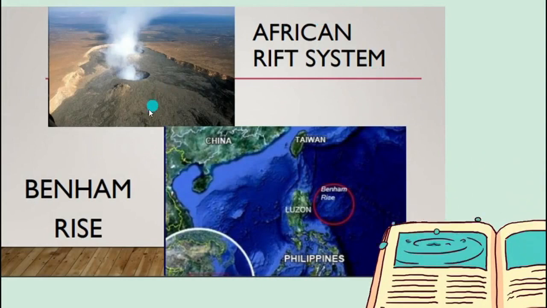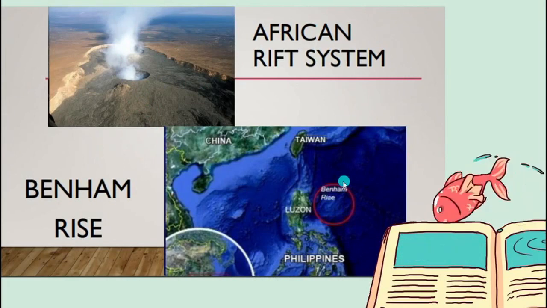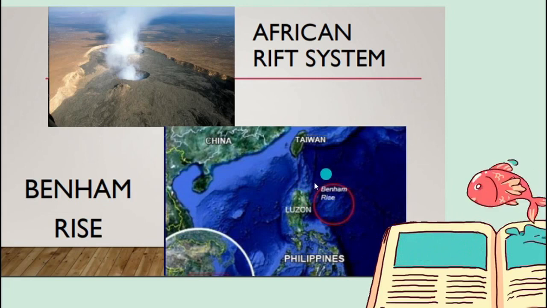The African Rift System is another example of divergent plate boundary, and the Benham Rise. The Benham Rise here is an island near the North Luzon, which is a result of diverging plate boundary.